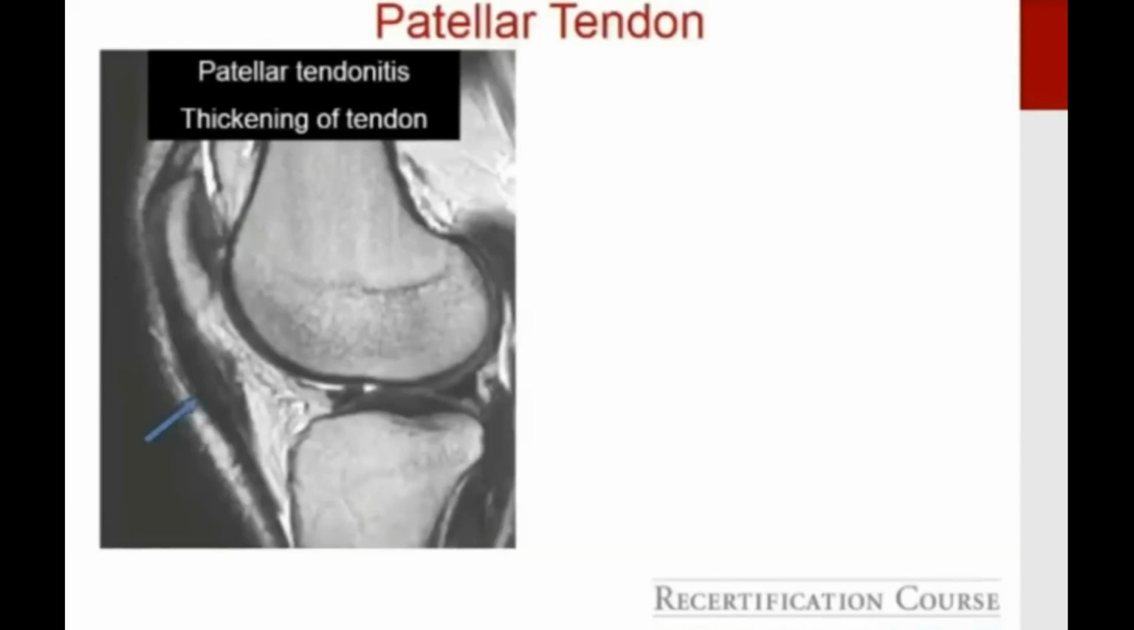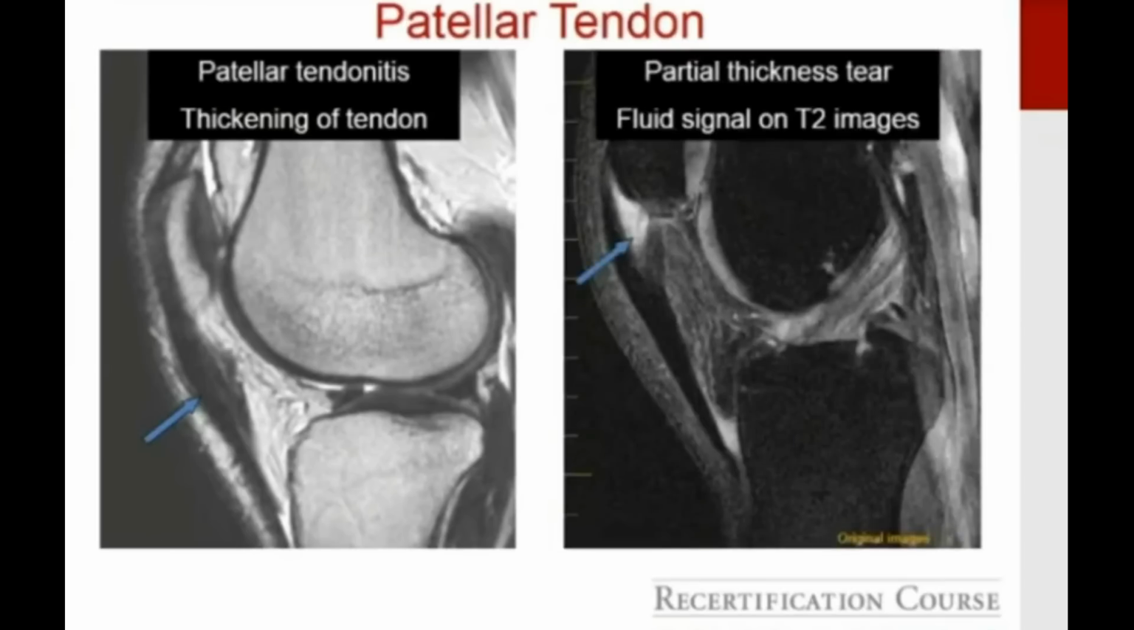Assessing the patellar tendon, it should be low signal throughout. It should be uniform thickness. When we start to see thickening and intermediate signal, this is a sign of patellar tendinosis or jumper's knee. Once we see fluid signal into the substance of the tendon, this is indicative of partial thickness tear. They most commonly occur at the proximal attachment site. We might see surrounding soft tissue edema, superficial and deep.